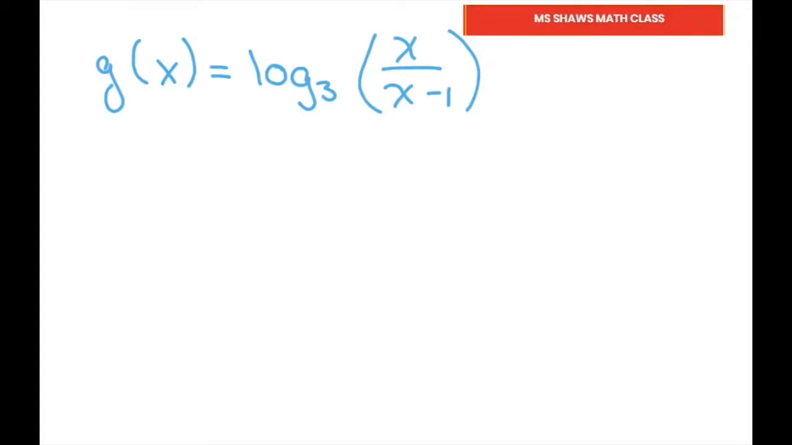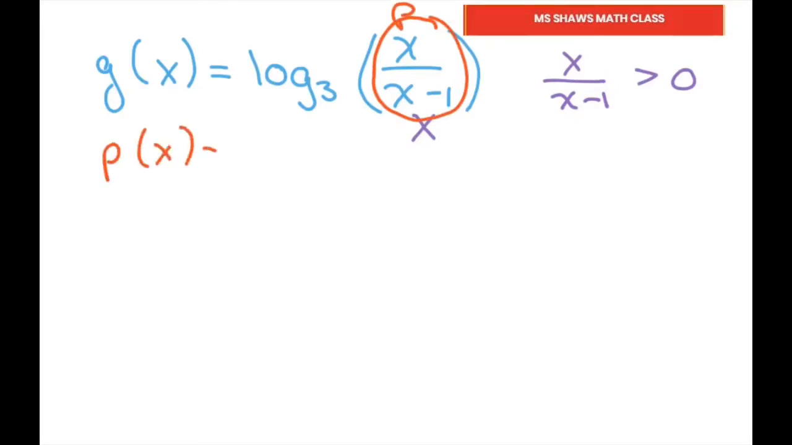The first thing, this is your big X. This big X, which is x divided by x minus 1, has to be positive. It can't be 0. So let's let this part here be our p. So p of x equals x divided by x minus 1. Our critical values are going to be x equals 0, which gives 0 over negative 1, and this has to be greater than 0. Also, it's undefined at x equals 1.